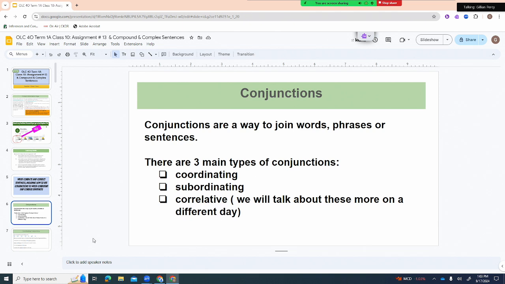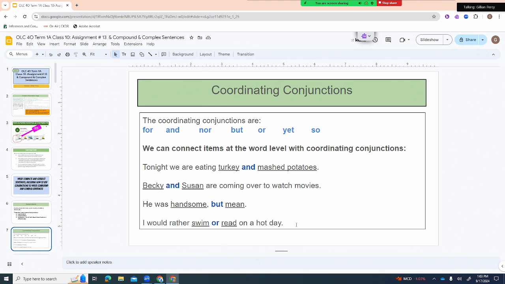The coordinating ones we've talked about before, I believe, but we'll talk about them again. There are seven main coordinating conjunctions: for, and, nor, but, or, yet, and so. Okay? We can connect items at the word level with coordinating conjunctions. Every now and again I have students get confused and think that if they see those it's automatically a compound sentence, but that's not the case.